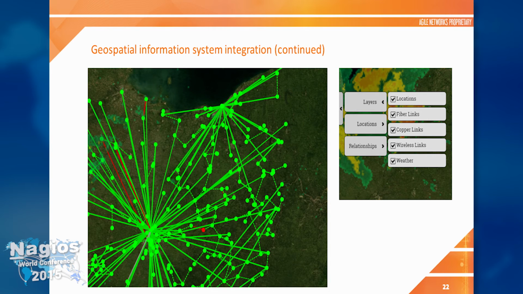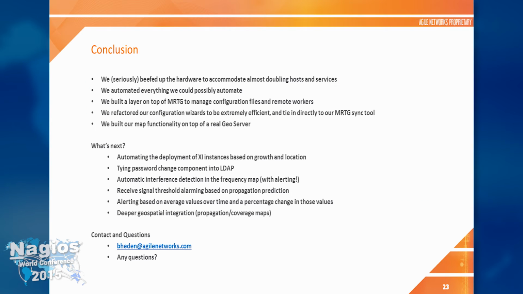So, in conclusion, we seriously beefed up the hardware. Like I said, we threw 24 SSDs and a RAID 10 at this thing, a lot of memory. We automated everything that we could possibly automate. The user management and the multi-tenancy has been very helpful. We built a layer on top of MRTG to manage the configuration files and remote workers.